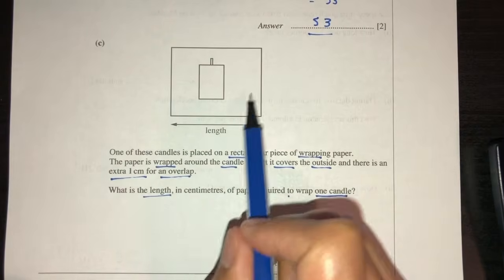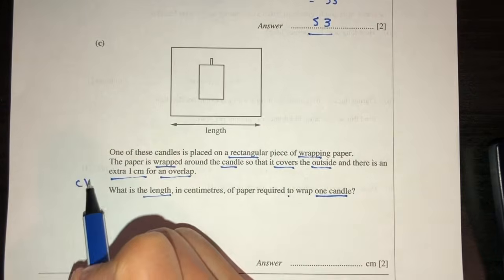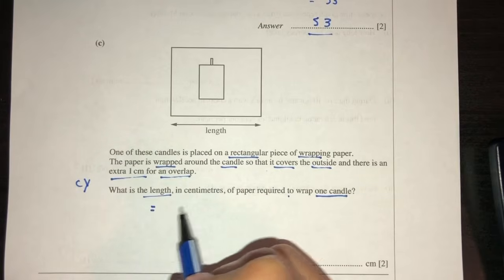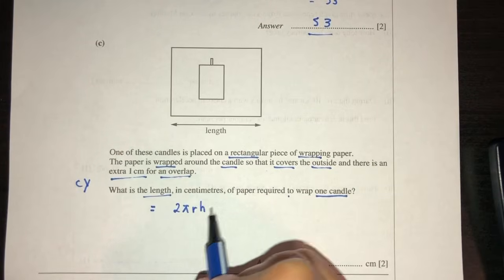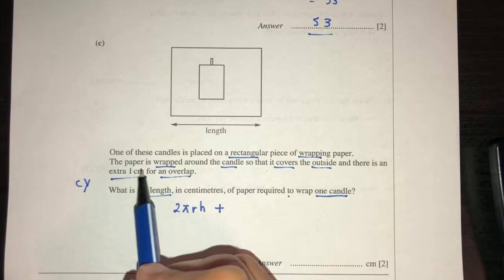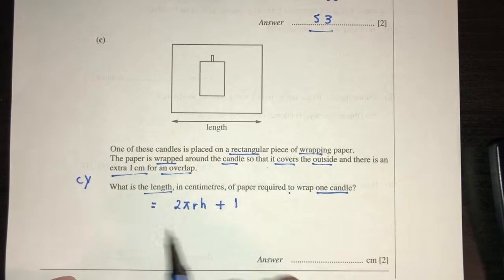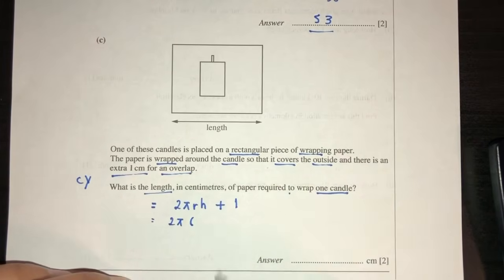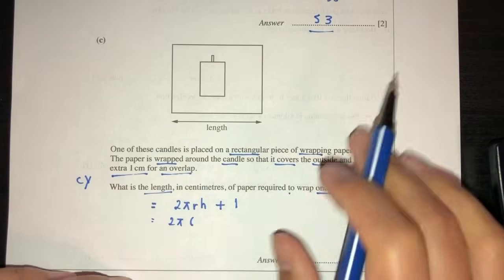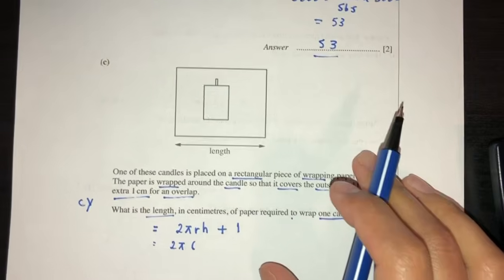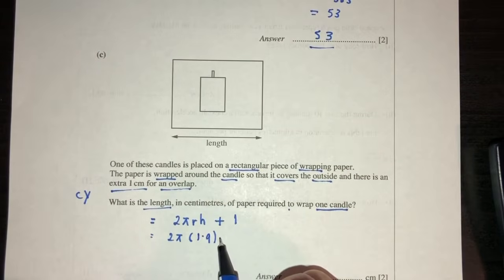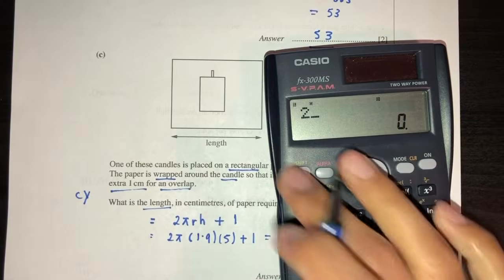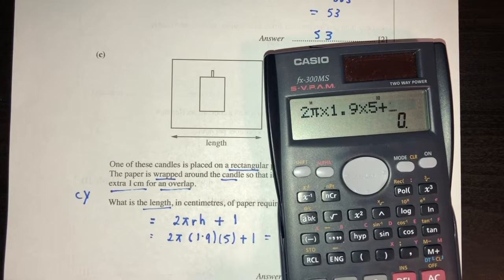So, if you want to wrap around the candle, as you know, the candle is a cylinder. So we have to find the curved surface area of that cylinder. So let's do that. So that will be 2 pi RH plus the extra 1 for the overlap. 2 pi is 2 pi, R is the radius of this wax. That will be, I think it's 1.9, given by the mold right here, 1.9. And h is the height, which is 5 plus 1. Let's see what we get.